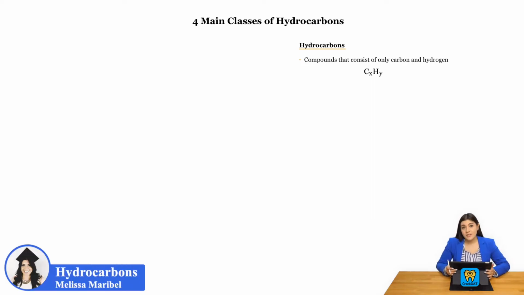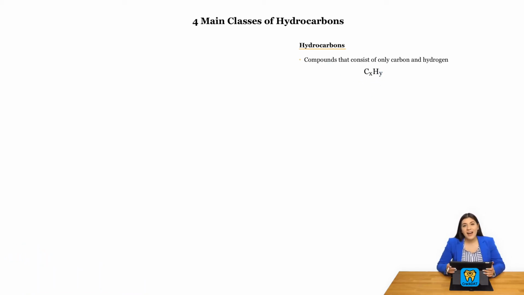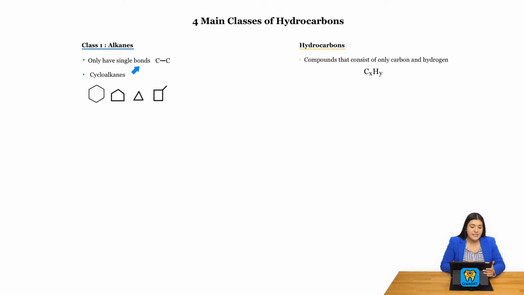There are four main classes of hydrocarbons. And remember what a hydrocarbon is. It's simply a compound that consists only of carbons and hydrogens. The first class of hydrocarbon is known as an alkane. All this really means is that all of the bonds are single bonds.